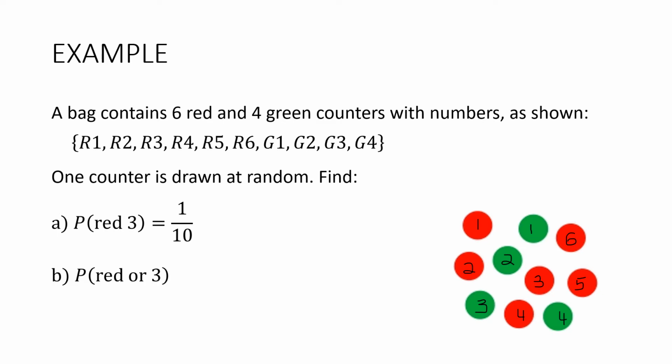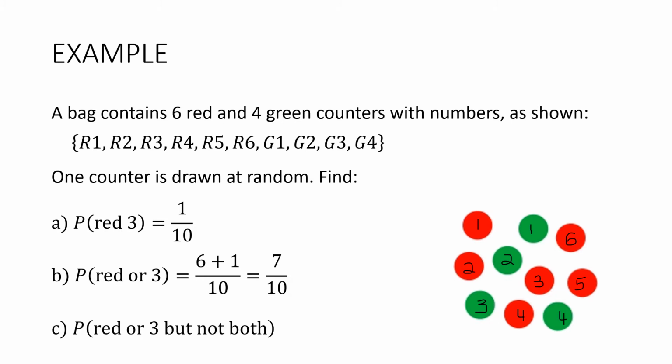Find the probability that it's red or it's a 3. So in this case, we can have all of these reds here and this green 3 as well. So how many is that? 6 plus 1 is 7. Find the probability that it's red or a 3, but not both. So we're going to have 1, 2, 3, 4, 5, not counting this one, and this one, so that's 6. Okay, so this is an exclusive or, and this is an inclusive or.